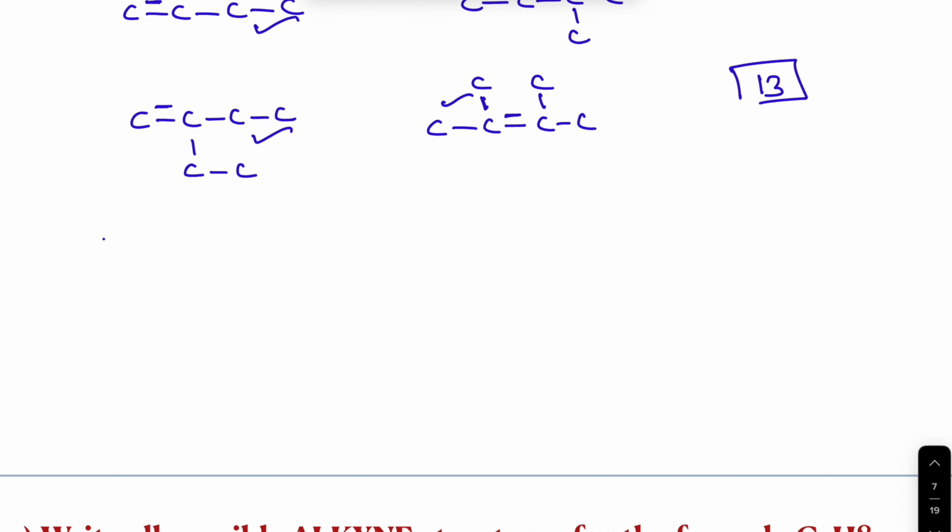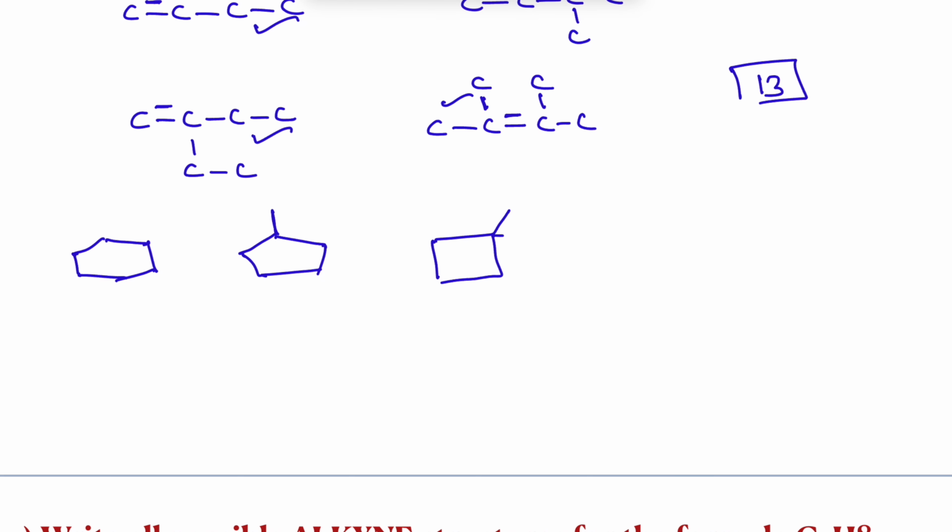We can also write cycloalkanes. In case of cycloalkanes, first cyclohexane, cyclopentane with one methyl group, cyclobutane with two methyl groups on the same carbon, two methyl groups on adjacent carbons, two methyl groups on opposite carbons.